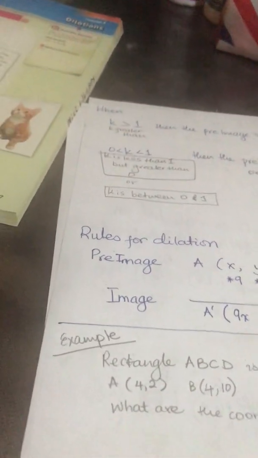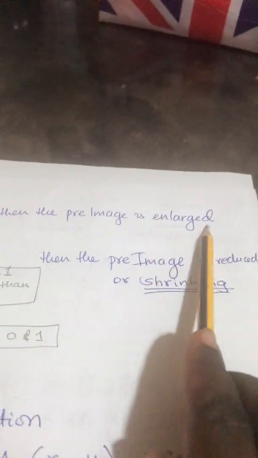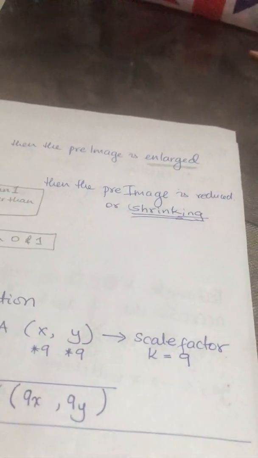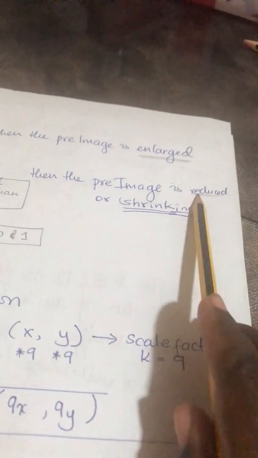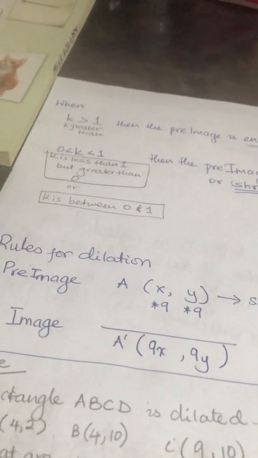All right. So when K is greater than 1, then the pre-image is going to be enlarged. Okay? When K is less than 1 but greater than 0, then the pre-image is going to shrink or is going to be reduced. Okay? Shrinking is happening when K is greater than 0 and less than 1. When K is greater than 1, enlarging is happening.